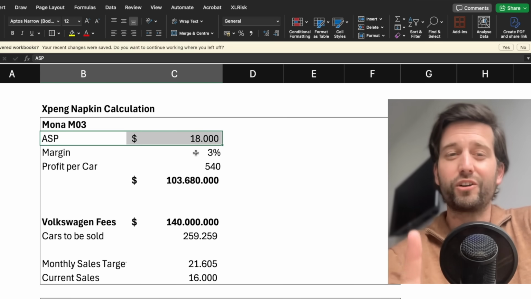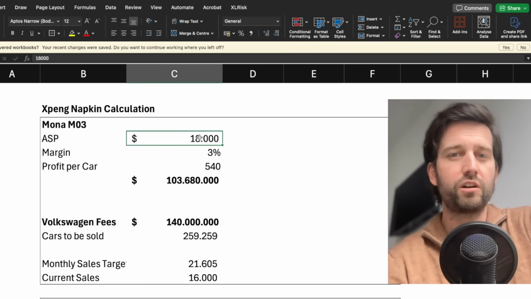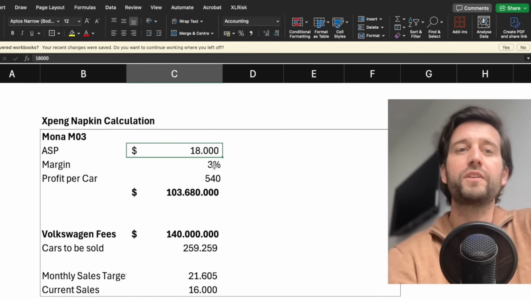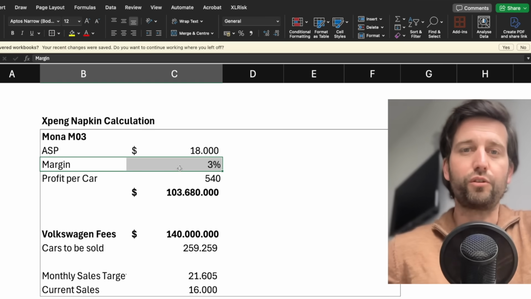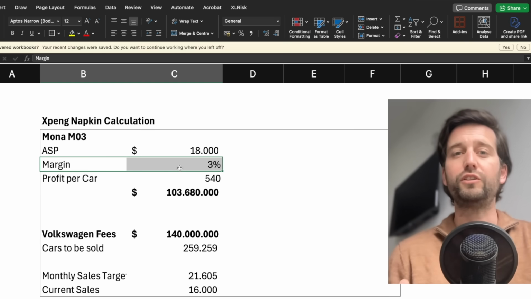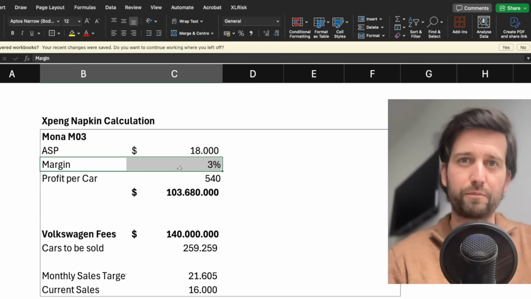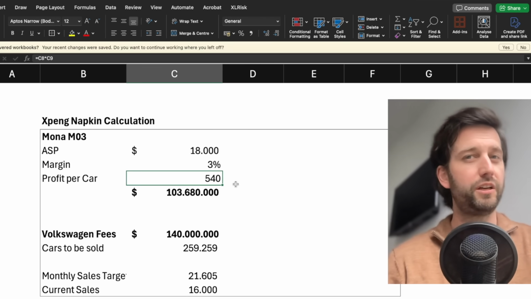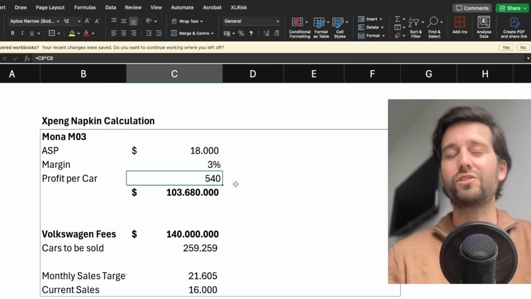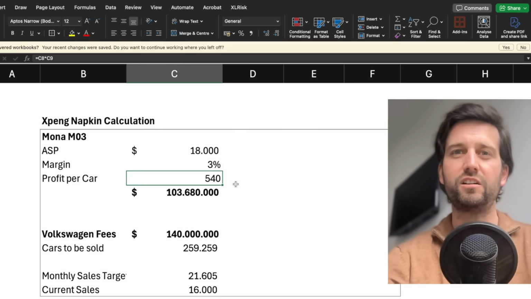So what matters here on the numbers is that the average sales price, the ASP, is currently around 18,000 USD. If we assume a vehicle margin of 3%, that means of each of the cars sold for 18,000 USD, they make roughly 540 USD in profits, which they can use to pay everything else, like marketing, sales, R&D, all of the overhead that the company is having, okay?